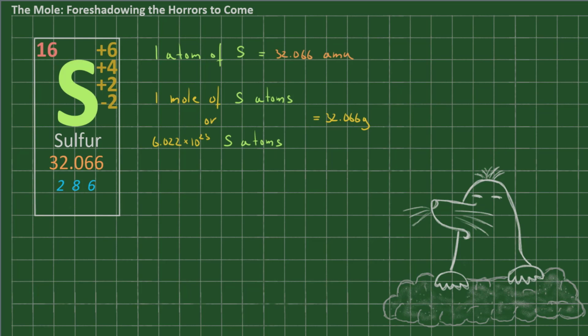In much the same way that when I say dozen, your mind immediately thinks of 12, so when I say mole, you should start thinking about 6.022 times 10 to the 23rd.